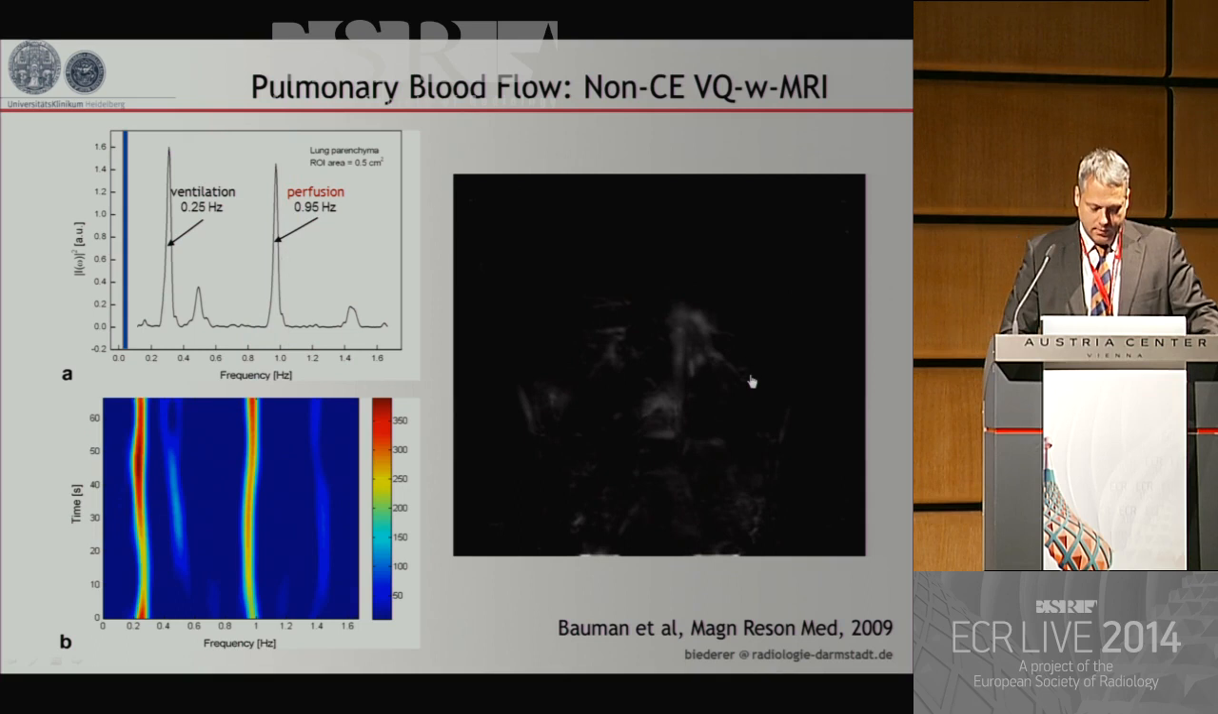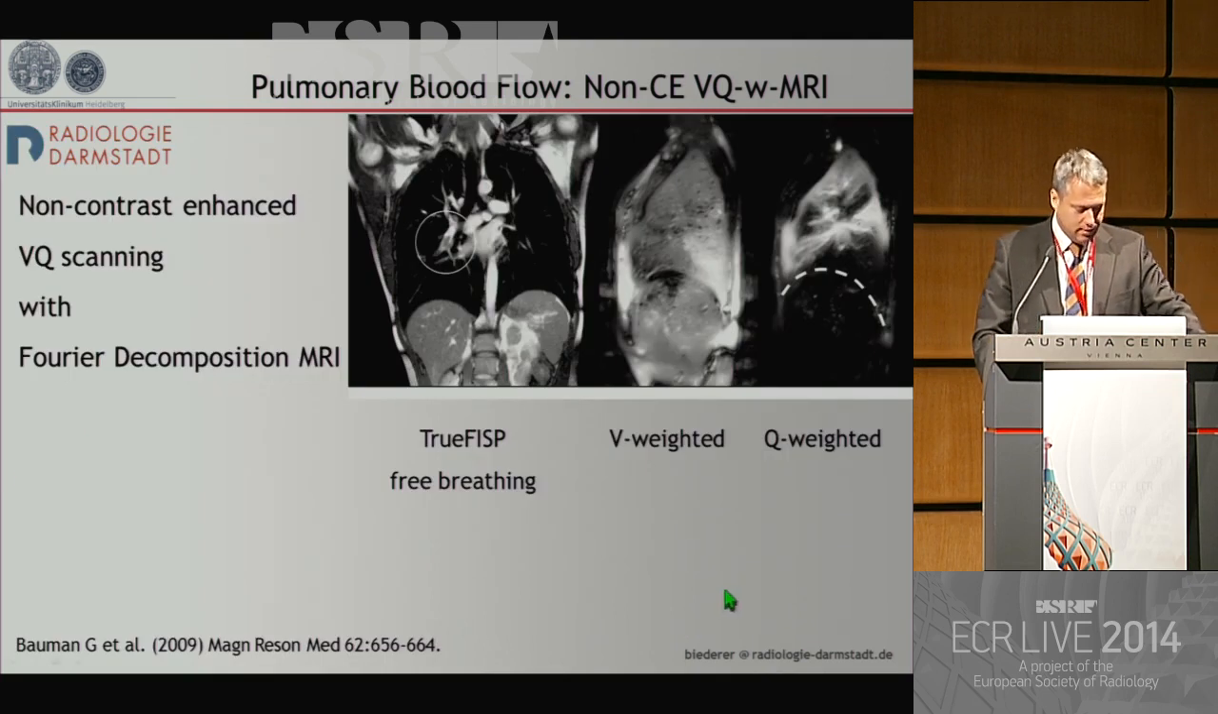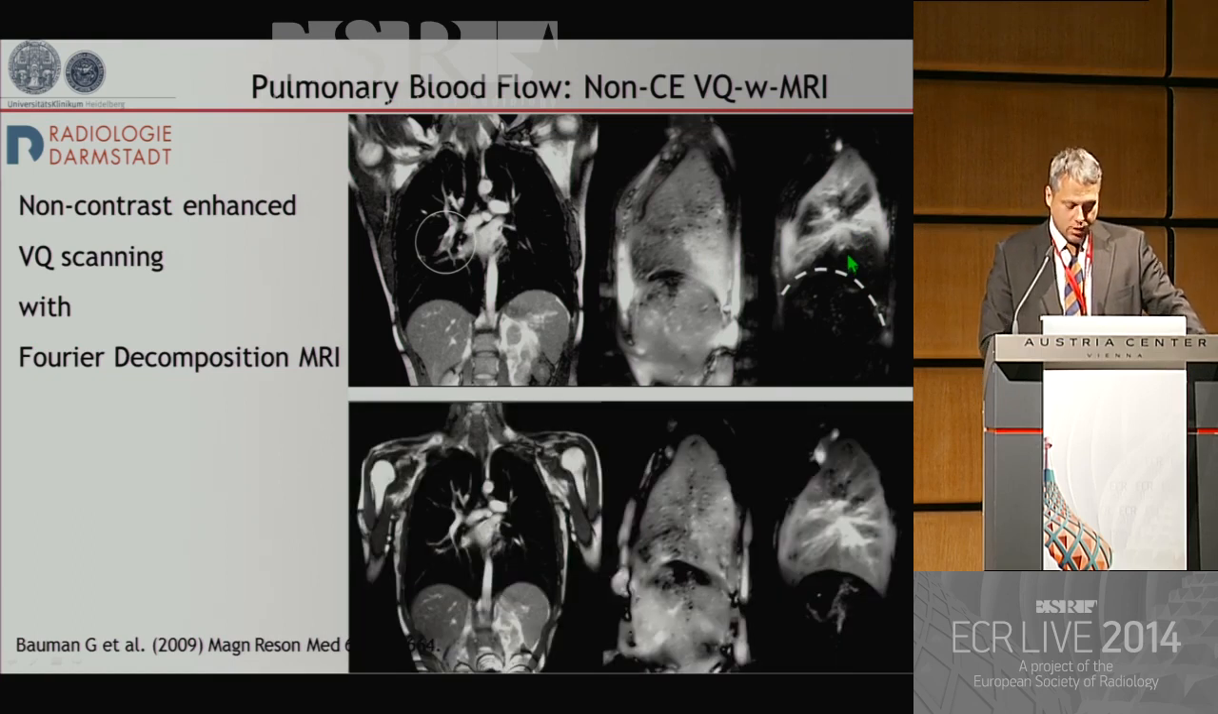It looks like this if you use it in practice. This was a study from Gerger Baumann and his group. They had a patient with acute pulmonary embolism. We see the ventilation-weighted scanning and the perfusion-weighted scanning, and we very nicely see a ventilation-perfusion mismatch. They controlled this patient later after recovery, and you see ventilation and perfusion are nicely restored.